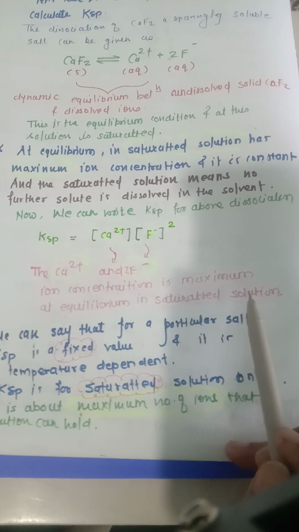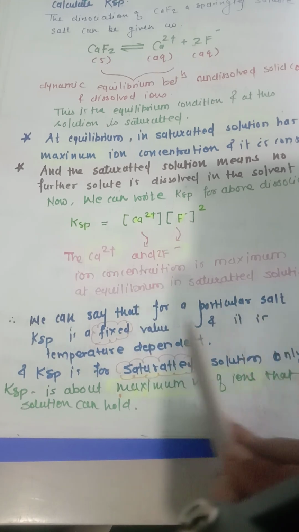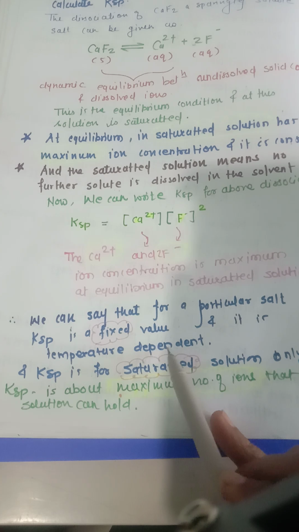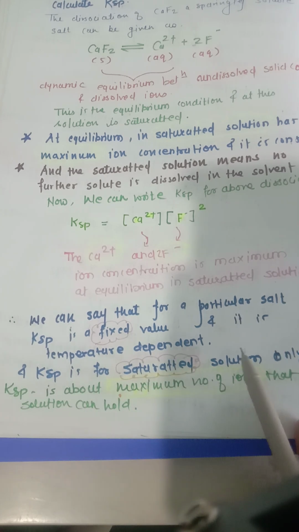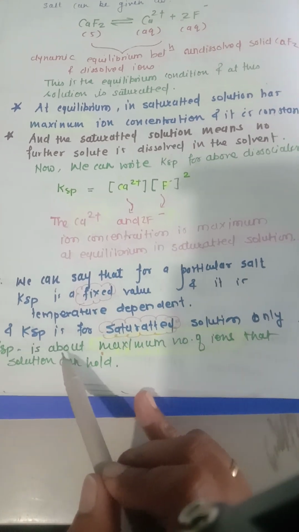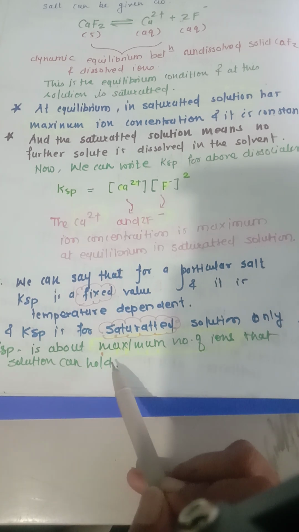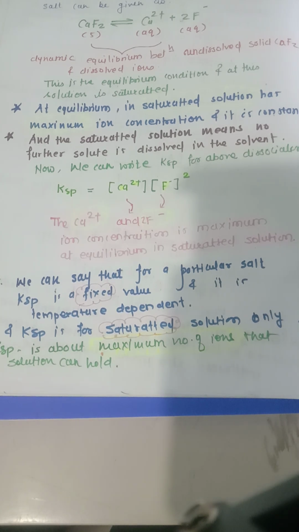So we can say that for a particular salt Ksp is a fixed value and it is temperature dependent. Ksp is for the saturated solution only, and Ksp is about the maximum number of ions that the solution can hold. Okay students, thank you.